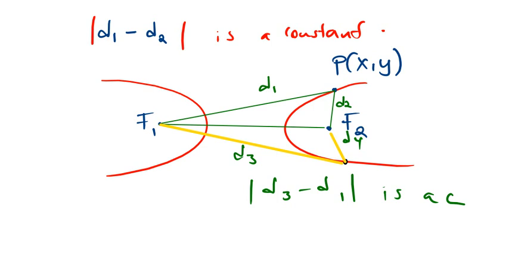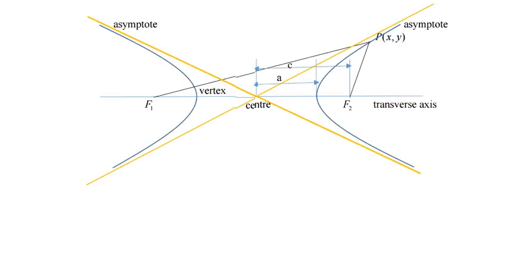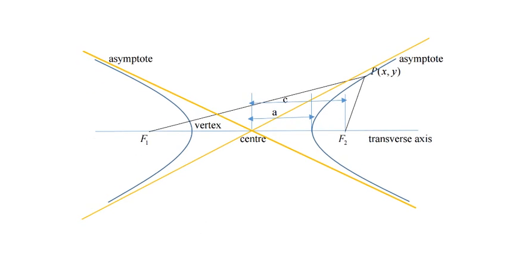Now, a few things will make it more interesting, so we have to understand some names here. Let me redraw it and come up with a few names. First of all, there is what we call a transverse axis. A transverse axis is a line that cuts through the two fixed points we called F1 and F2. So it cuts the two points.